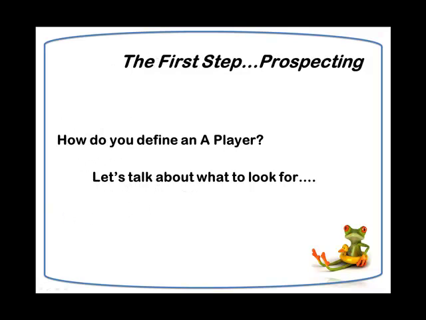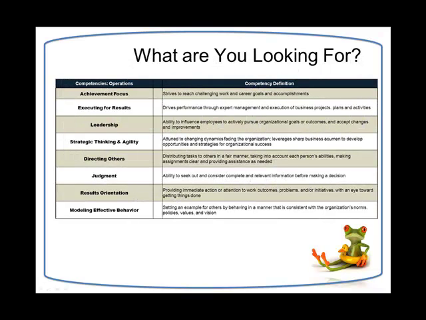So let's talk about the first step, prospecting. As I said earlier, it's important to know what you're looking for before you start looking for them. So let's talk about what you need to look for. We already have the competencies defined for A players in White Lodging from our Divine assessment. The key competencies that we're looking for are achievement focus, executing for results, leadership, strategic thinking, directing others, judgment, results orientation, and modeling effective behavior.